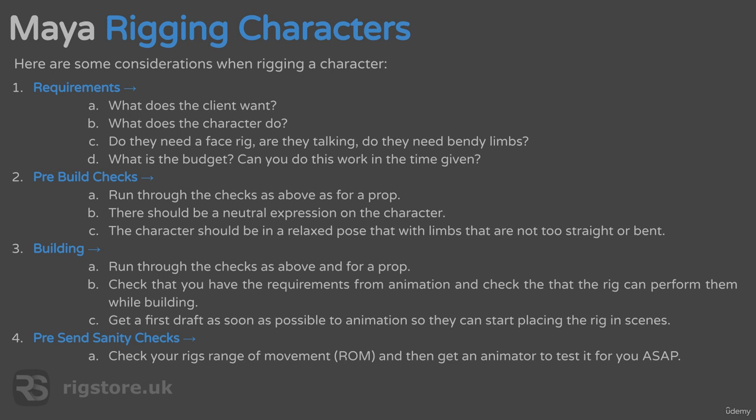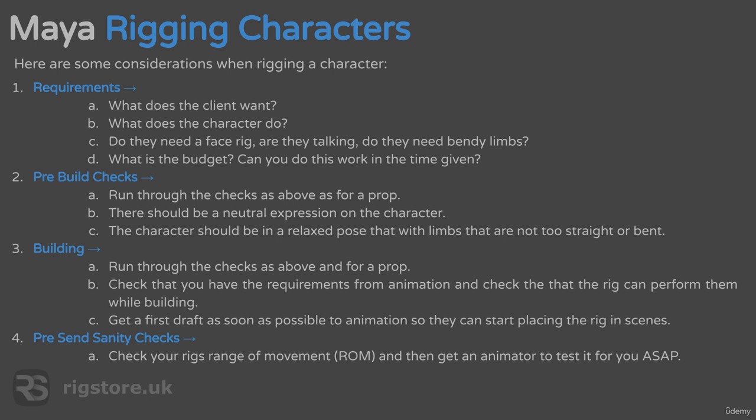Number 3, building. Run through the checks as above for a prop. Check that you have the requirements from animation and check that the rig can perform them while building. This can also be automated. Make sure that you save the keys out into a file, import those keys, and apply them to your rig. If you've automated a rig build and all your controllers are named the same, then you should be able to quickly import animation, test your rig very quickly, and give it a visual check over. You should make sure you do this before always exporting a rig. You'll see so many issues that you may not have seen while just waiting.